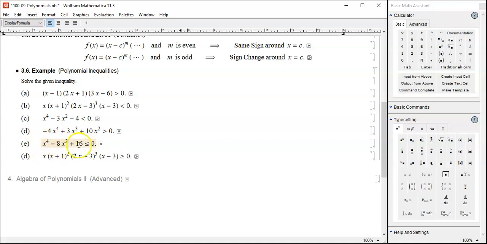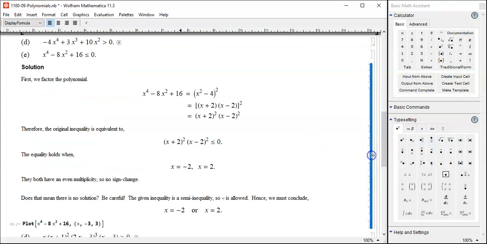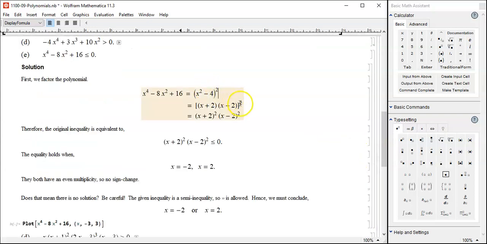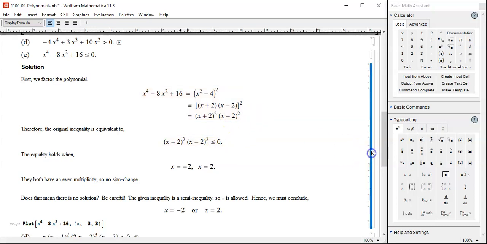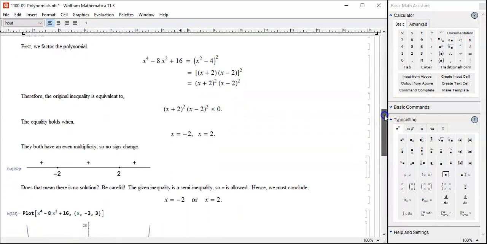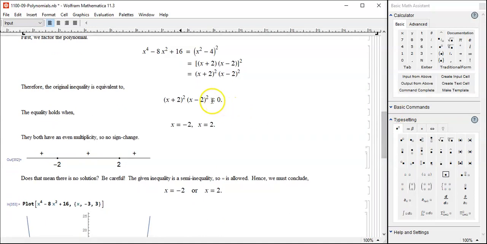Okay, this time this is not given in factored form, so you have to work it out and factor it first. So go ahead and factor it. It'll turn out we have a complete square, and then simplify, alright, x plus 2 squared, x minus 2 squared. And that thing is less than or equal to 0. Okay, we have two zeros, x equal to -2 and x equal to +2. And then they both have even multiplicities, so no sign change. So starting from the right-hand side, plus, same sign, there you go.